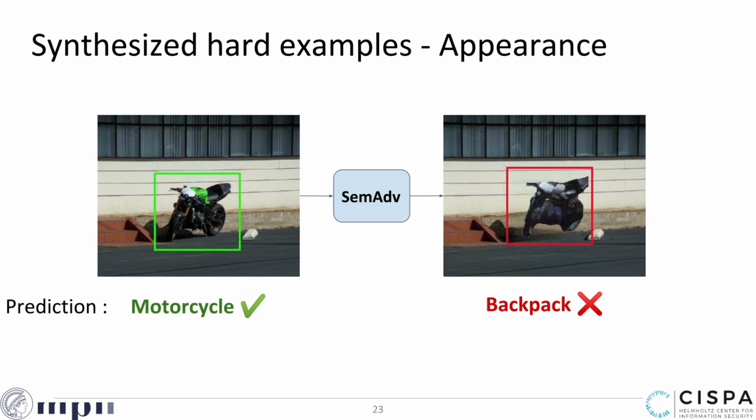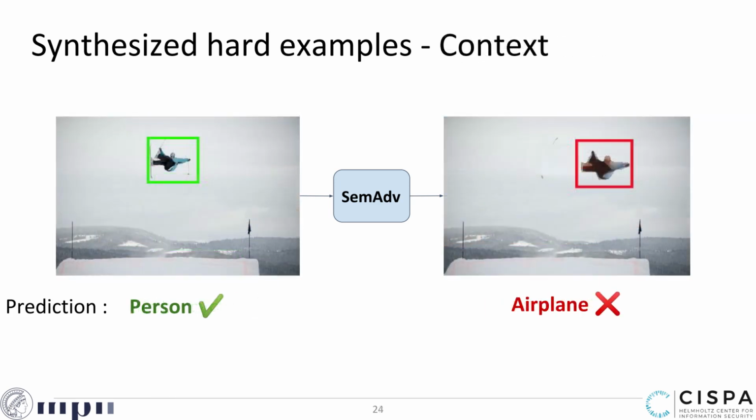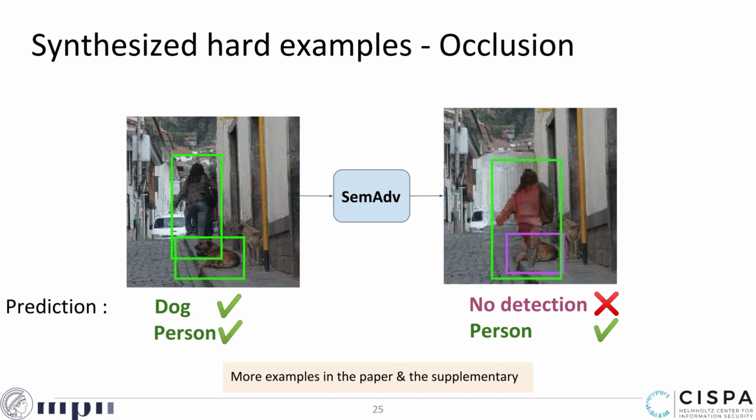Other failure modes include misclassification caused by an unusual appearance, as seen here with the motorcycle being misclassified as a backpack. The adversary also exploits a combination of context and appearance to cause misclassification, as in the case of this person mistaken for an airplane after editing. Finally, when optimizing position, the adversary causes mistakes by creating occlusions. The lady here is moved in front of the dog to cause a misdetection.